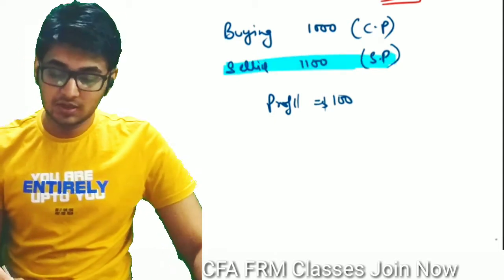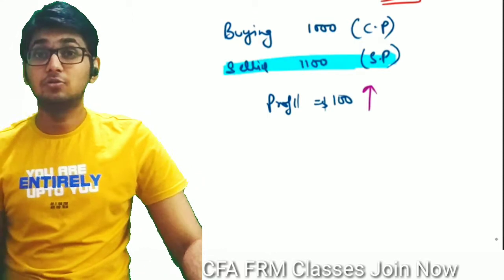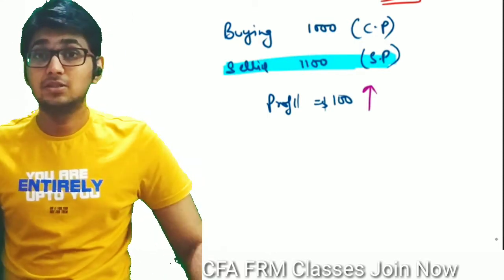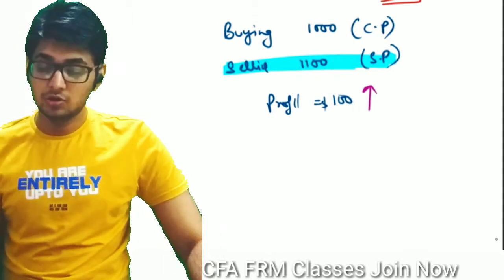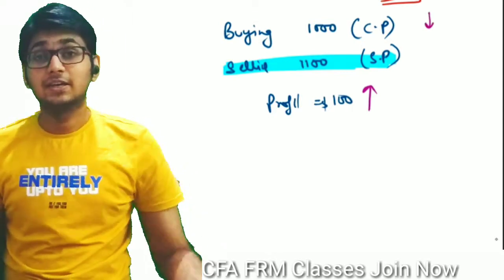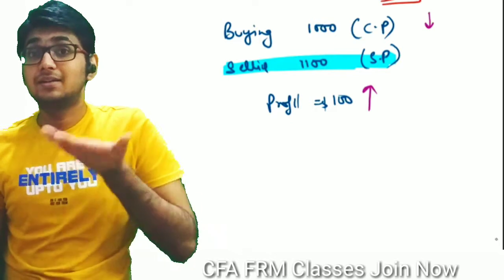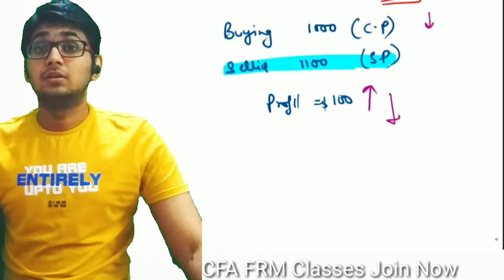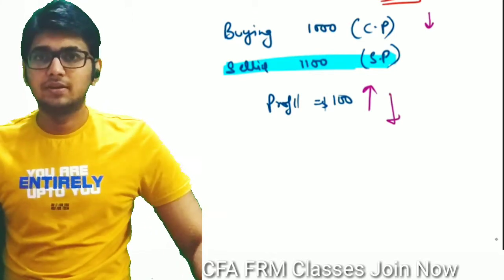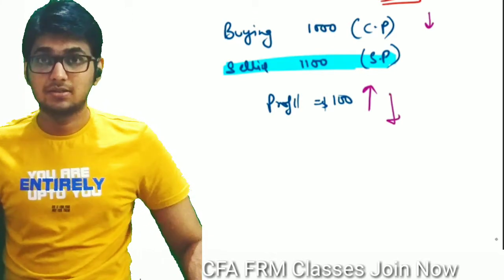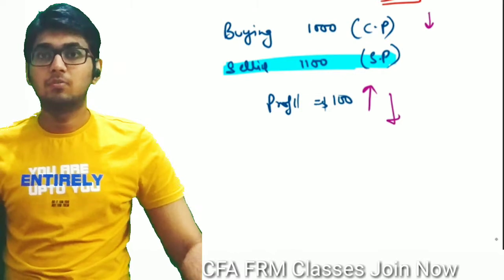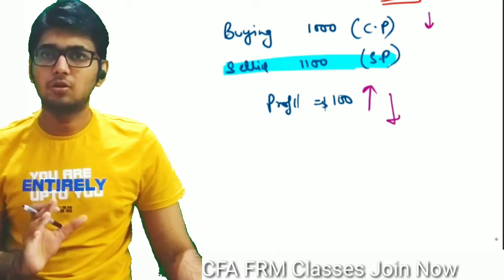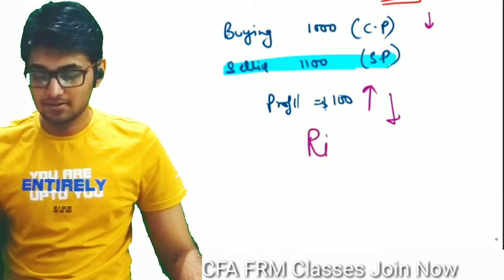Now if you want to increase your profit, what can you do? You can decrease the cost price. If my cost price will start increasing, my profit will start decreasing. Now, the cost price of the bond is dependent upon many factors, and the most important point is the risk.